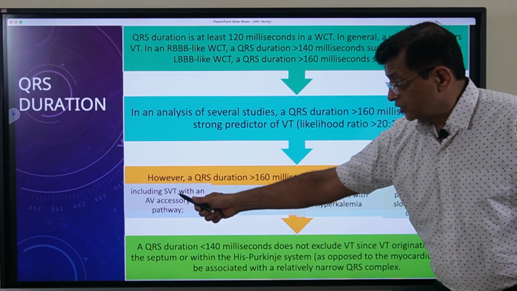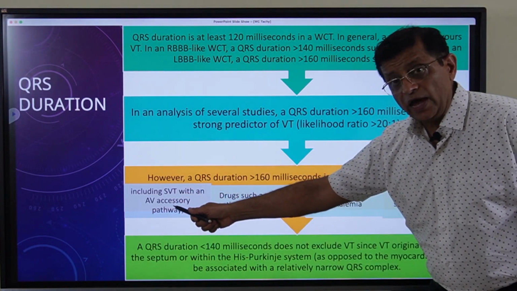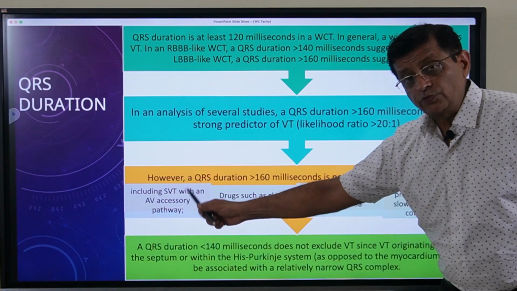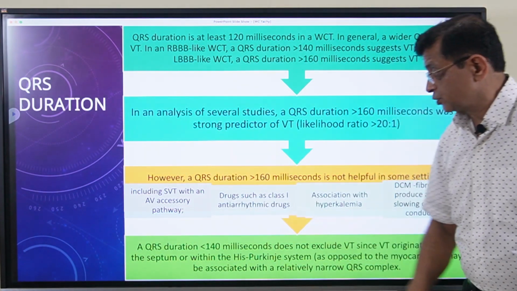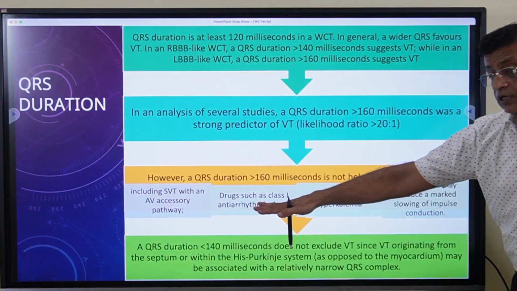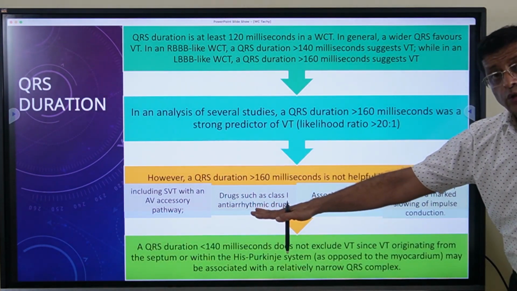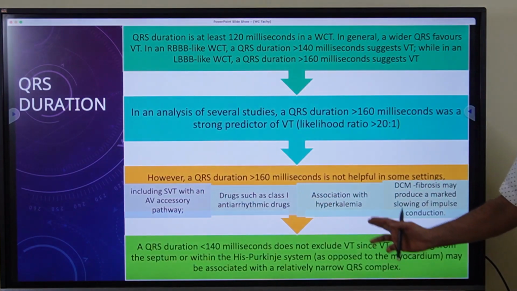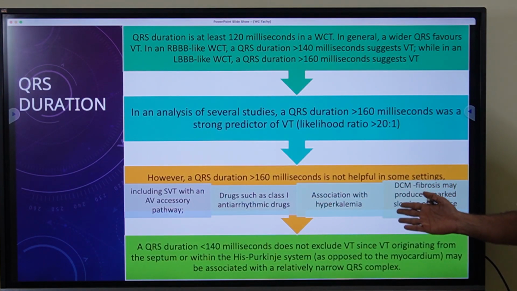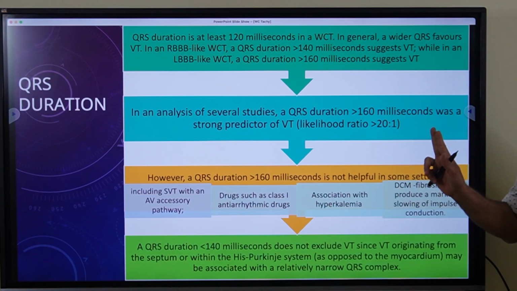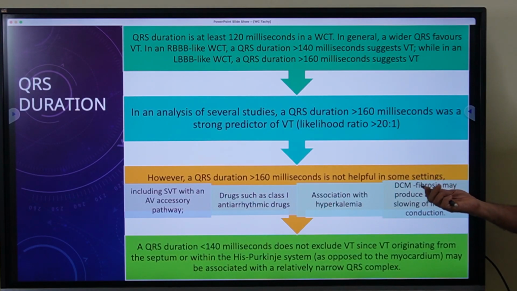One is SVT with an AV accessory pathway. So SVT with WPW syndrome. So this is an exception. If the patient is taking class 1 sodium channel blocking antiarrhythmic drugs, the QRS can be wide. If the patient has hyperkalemia, potassium more than 7, the QRS will become significantly wide. And lastly, if the patient has DCM with fibrosis, marked slowing in impulse conduction could cause a wide QRS.